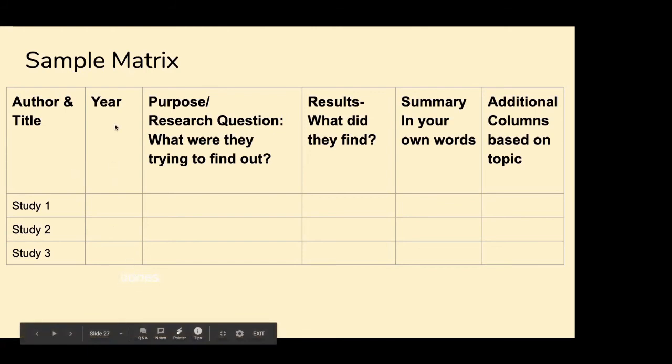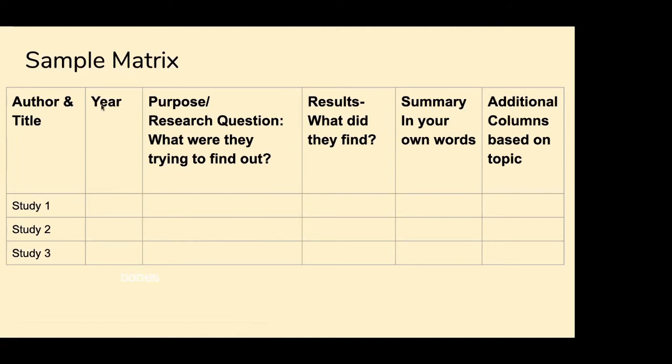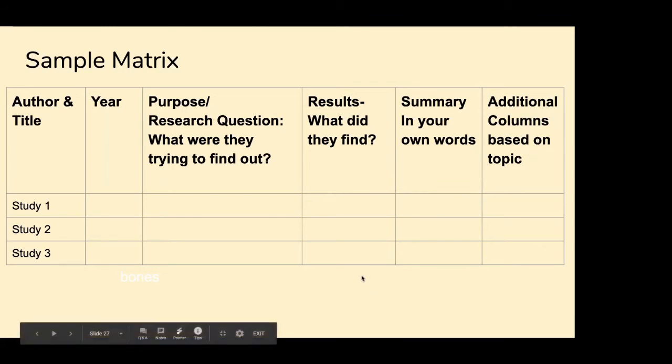In any case, so author and title, year, purpose, research question, what were they trying to find out? Doing this in your own words, the results, the summary in your own words. But this last section, this is where I think a matrix becomes really useful. This is where you're adding additional columns to your spreadsheet based on your topic. Okay, so let's look at some samples.